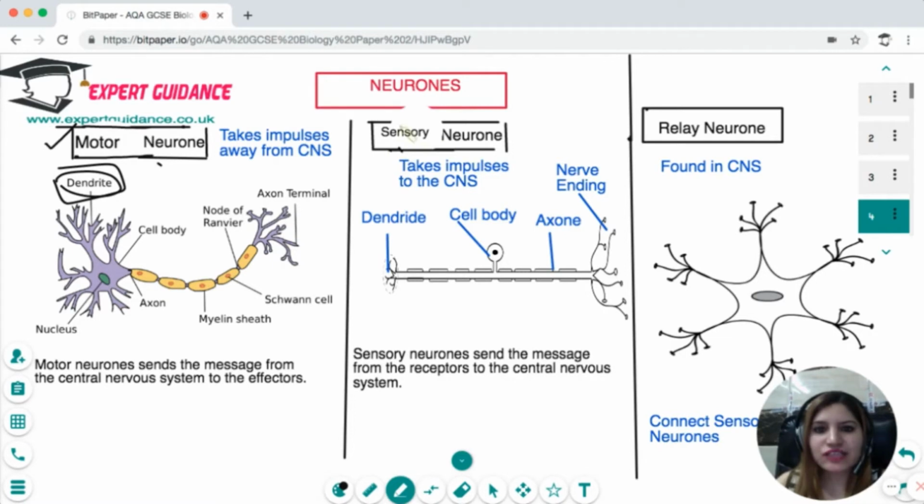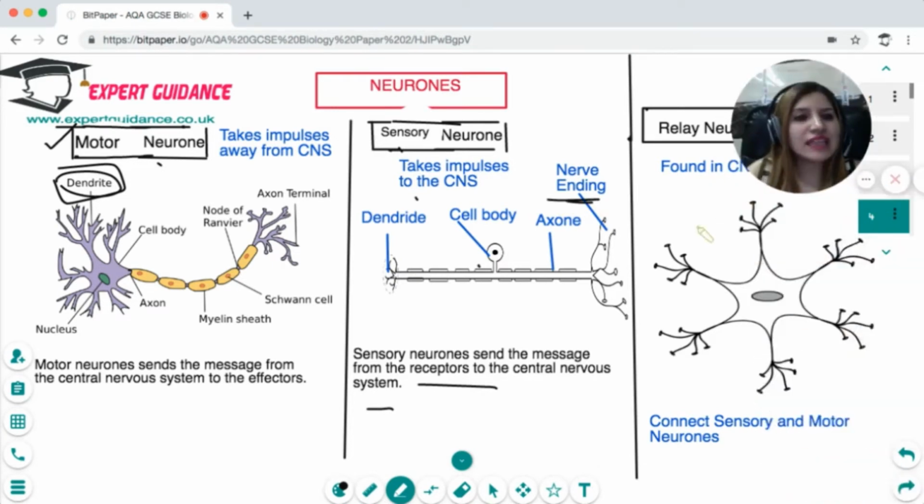Then there's the sensory neuron, which takes the impulses to the CNS. It takes the message from the receptors to the central nervous system. It has a small cell body and a long axon, and the dendron is also extended, and at the end you have the nerve ending. Then you have the relay neurons, which are found in the CNS. That is, these are the neurons found inside the brain and the spinal cord. They connect the sensory and the motor neuron. They just have a big cell body and do not have a long axon, as the impulses do not have to travel a long distance, and they have the nerve ending.